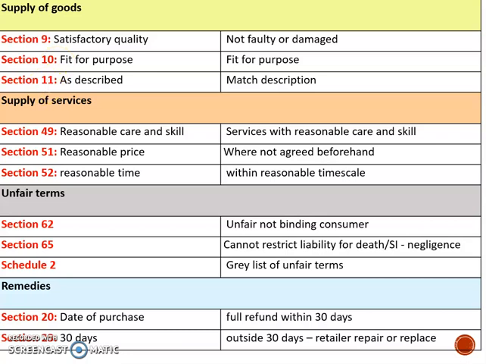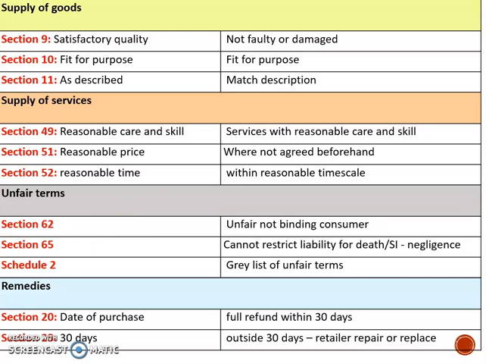When services are being supplied, so you might have a plumber or a builder in your house, there is an implied term that they will use reasonable care and skill. So they're not going to use sticky tape to stick things together, for instance. It's an implied term that there will be a reasonable price and they'll complete it within a reasonable time. And there are also limitations under this Act on unfair terms.